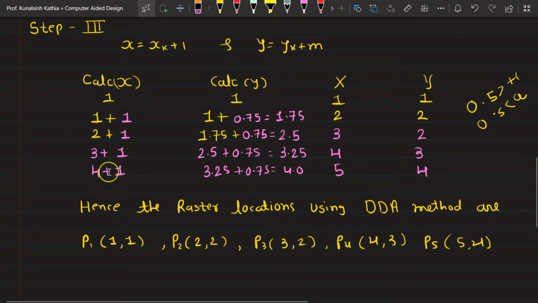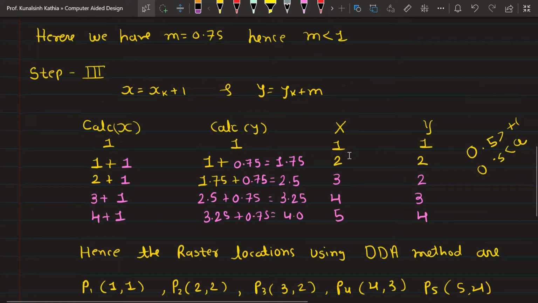Now here again 4 plus 1 is equal to 5, which is the x value, and 3.25 plus 0.75 is 4, which is the y value. So you have noticed that we have reached our end point, which was 5 and 4. So these are the intermediate points obtained using the DDA algorithm: point 1, point 2, point 3, point 4 and point 5.